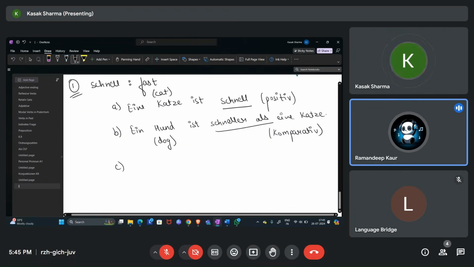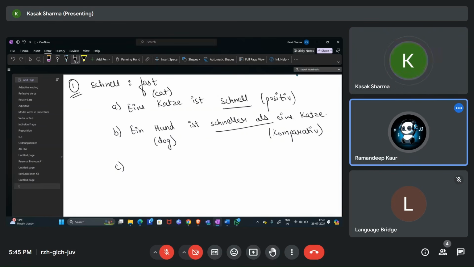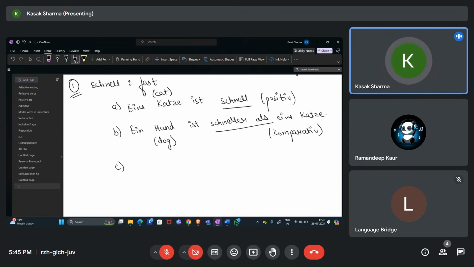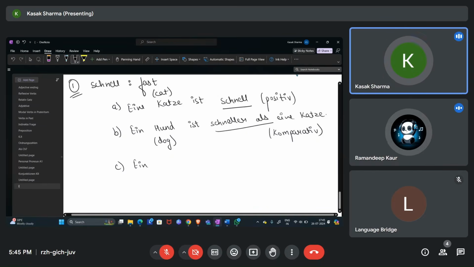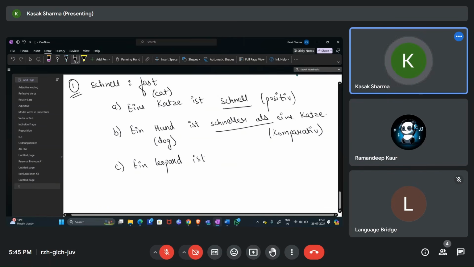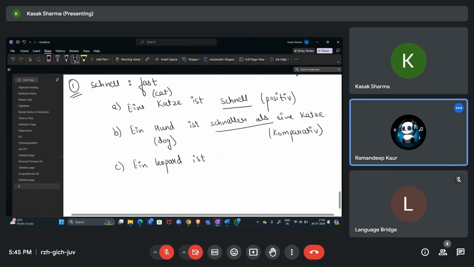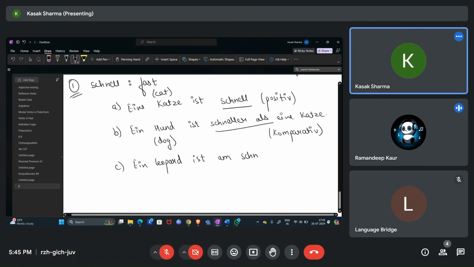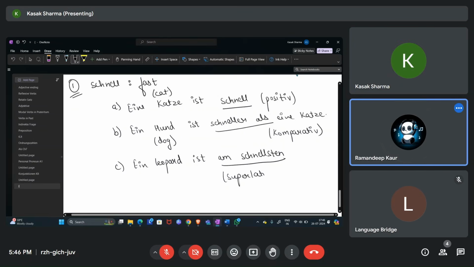Now I'm comparing a leopard. For example, I'm saying that a leopard is the fastest, the superlative. So I'm saying ein Leopard. What is the superlative of schnell? Am schnellsten. Ein Leopard ist am schnellsten. Superlative.